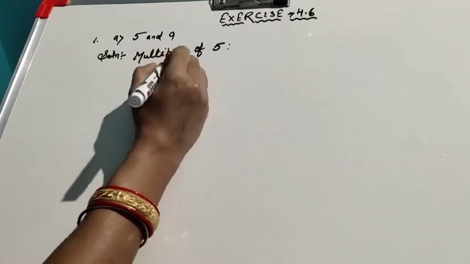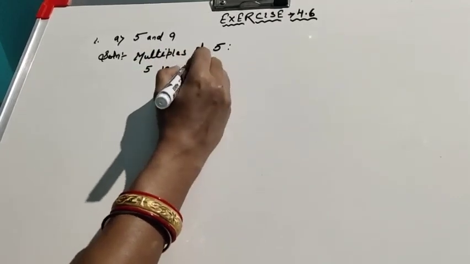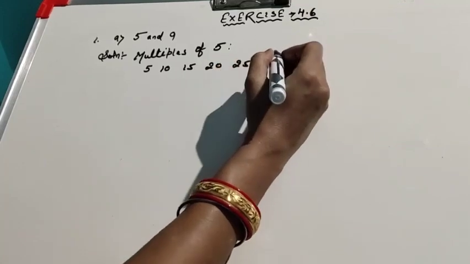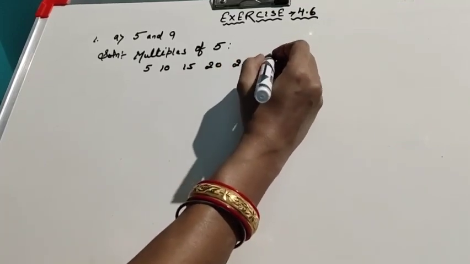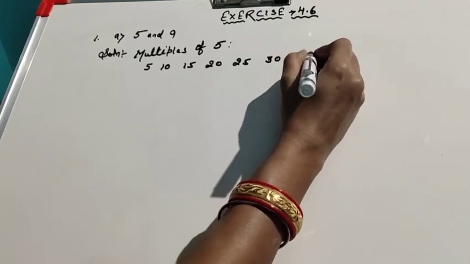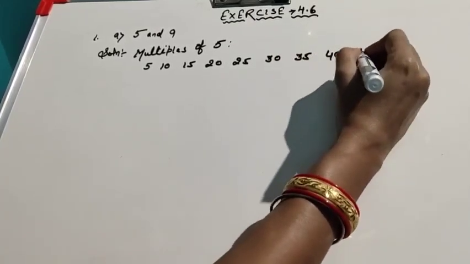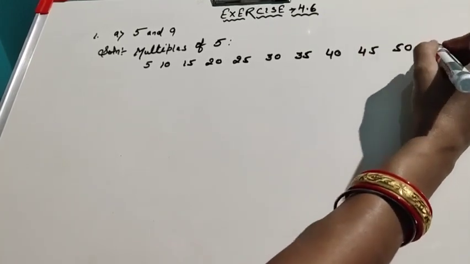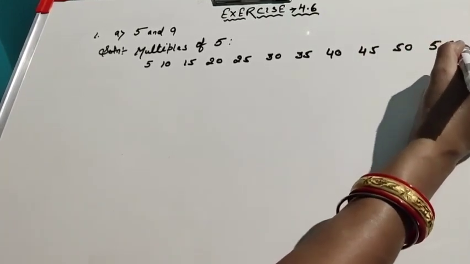5 1s are 5, 5 2s are 10, 5 3s are 15, 5 4s are 20, 5 5s are 25, 5 6s are 30, 5 7s are 35, 5 8s are 40, 5 9s are 45, 5 10s are 50, 5 11s are 55. Up to here we will write.